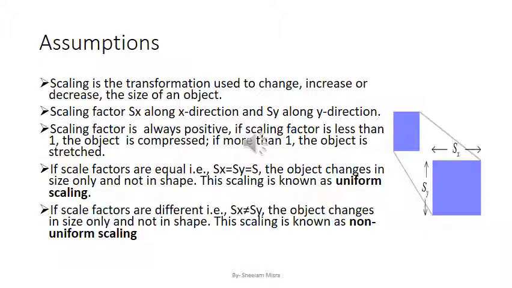If the scale factors are equal, that is Sx is equal to Sy is equal to S, the object changes in size, not in shape. Thus the scaling is called uniform scaling. If the scale factors are different, Sx is not equal to Sy, the object changes in size and shape. This is called non-uniform scaling.